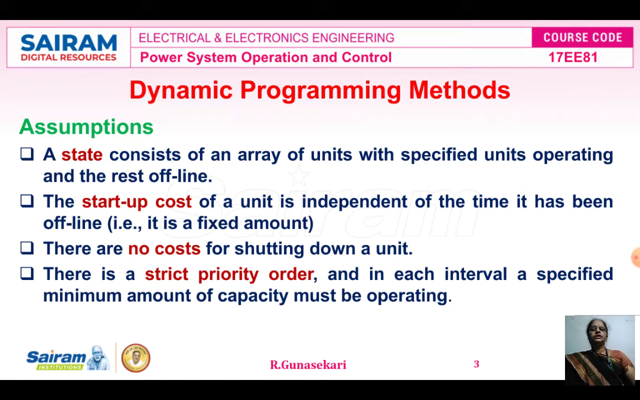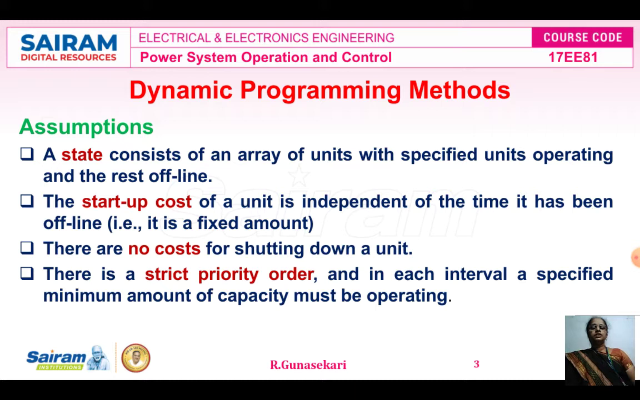The first one is a state. The state, represented by capital I, consists of an array of units with specified units operating and the rest offline. The second assumption is the startup cost of a unit. I already told startup cost when cooling and banking is there. So the startup cost is independent of the time which the unit has been offline. That is, the startup cost is a fixed amount.